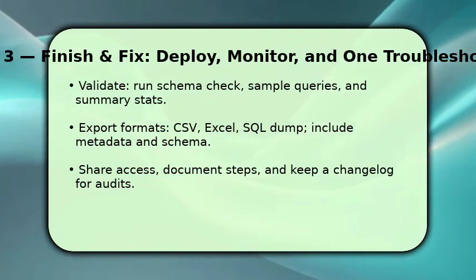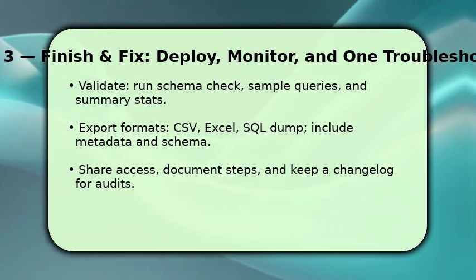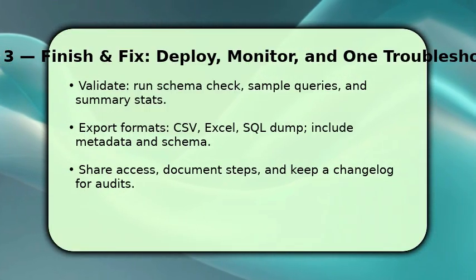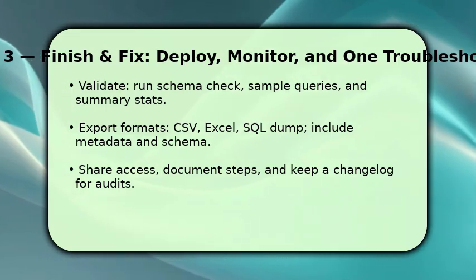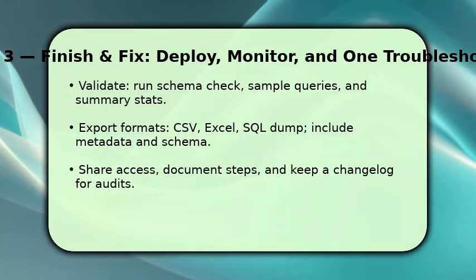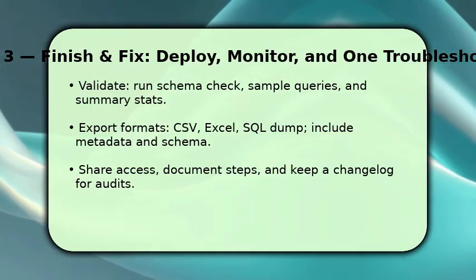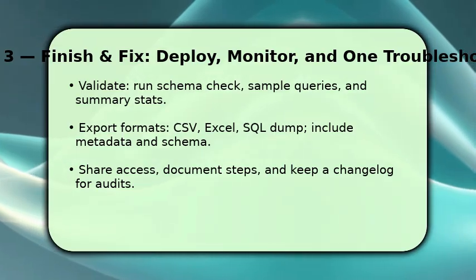Then export in the required format, CSV for spreadsheets, SQL dump for databases, and include a schema file or README for clarity. Share access with role-based permissions and document every step in a change log. If something goes wrong, revert to the backup copy, compare diffs row by row, and rerun only the failed transformation to limit scope and restore integrity quickly.